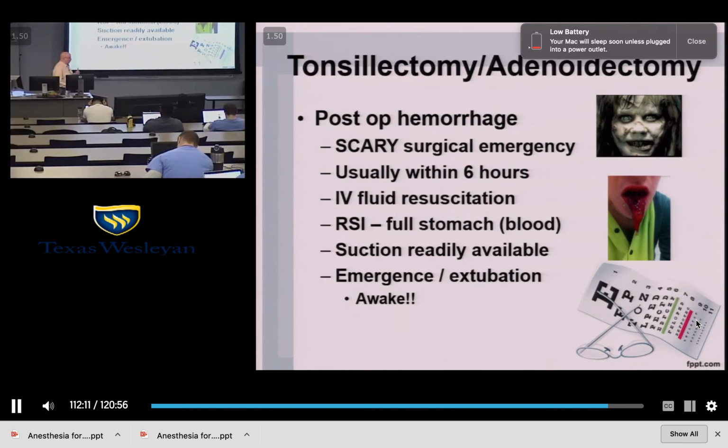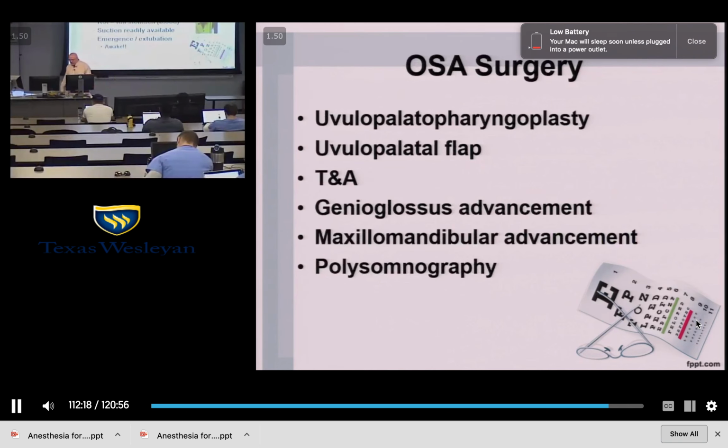These folks absolutely must be awake when they're extubated. There is no deep extubation for these folks. They have to be wide awake, right?